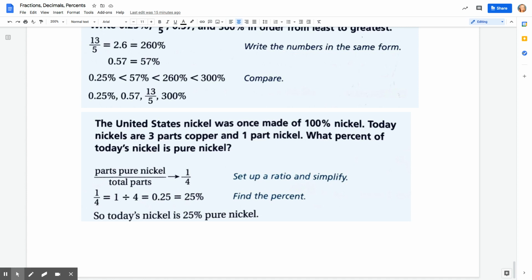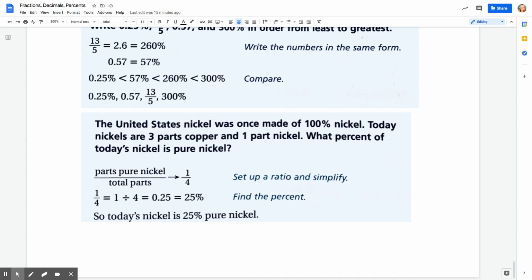And out of the total 4, 1 of them is nickel. So then I have 1/4. 1 divided by 4, again, going from fraction to decimal, gives me 0.25. That's the decimal. How do I go from decimal to percent? Times 100. So that means that today's nickel is 25% pure nickel.